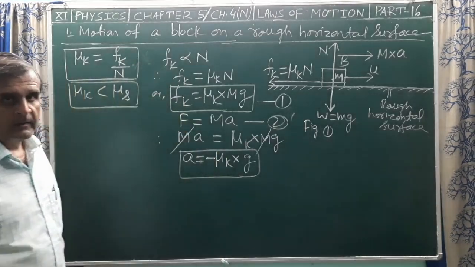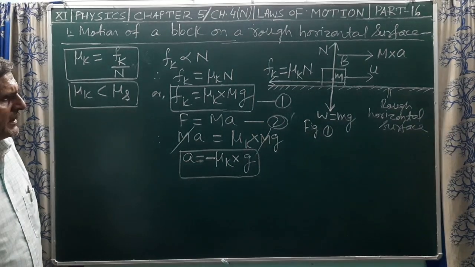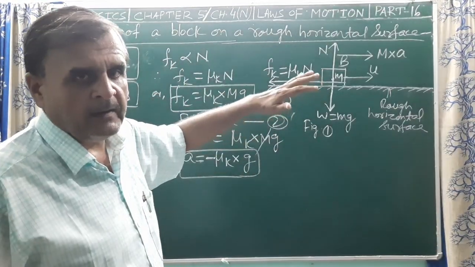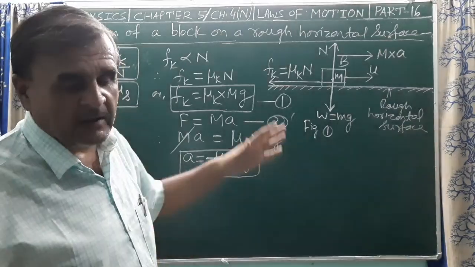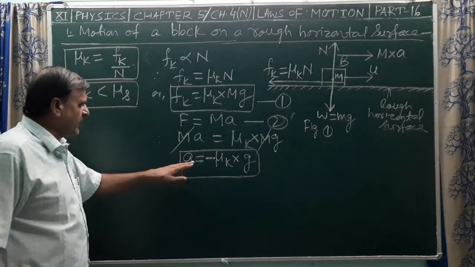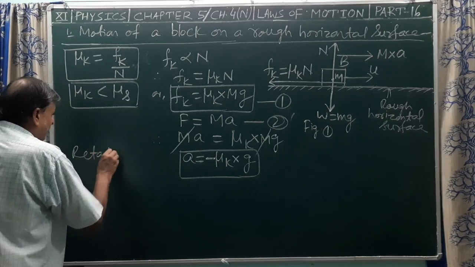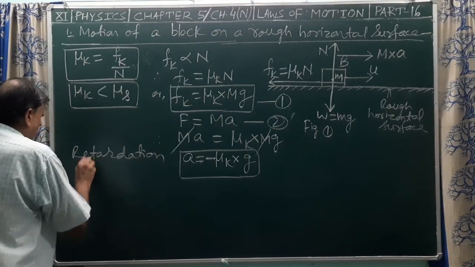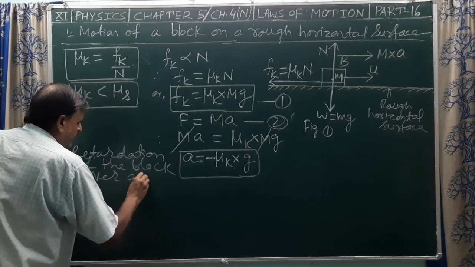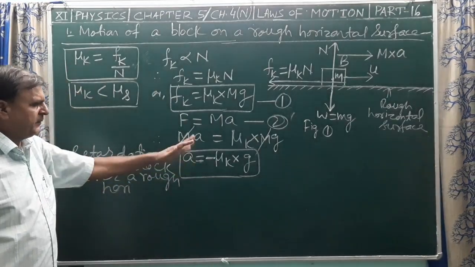retardation of the block. The block moving on the rough horizontal surface will be slowed down, and ultimately it will stop. That is, the final velocity of the block is 0. Then there will be retardation of the block, so a negative sign is taken. The negative sign shows retardation of the block. Therefore, the retardation of the block over a rough horizontal surface, the formula is a is equal to minus mu into g.